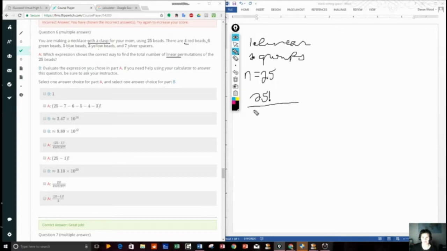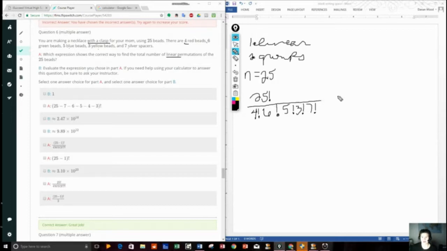I have 4 repeated reds, so I'm going to have to divide those repeated ones out. I'm also going to have to divide out the 6 green repeated beads and the 5 blue repeated beads, and the 3 repeated yellow beads and the 7 silver spacers that are repeated.